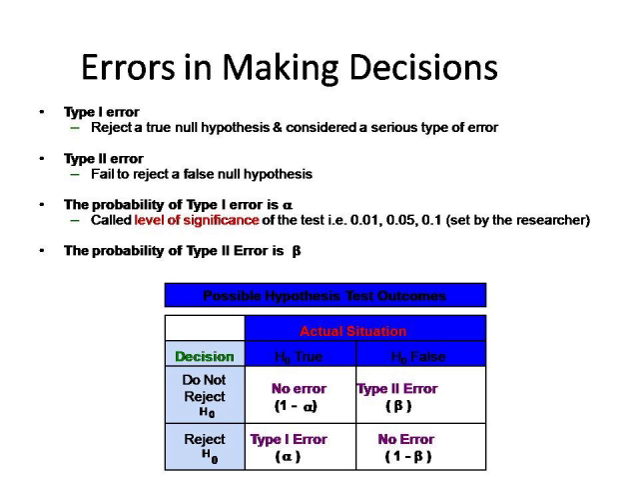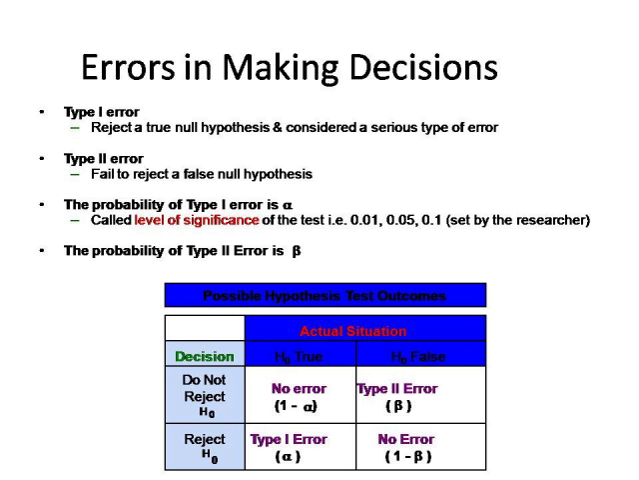What about if the null was false and you didn't reject it? Well, that's what we call a type 2 error, and it has a different probability, beta. You can calculate that, but we're not going to in this course. For our purposes, it's fine just to think about alpha.